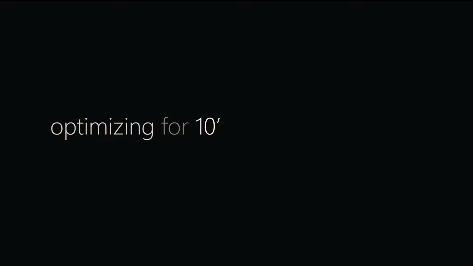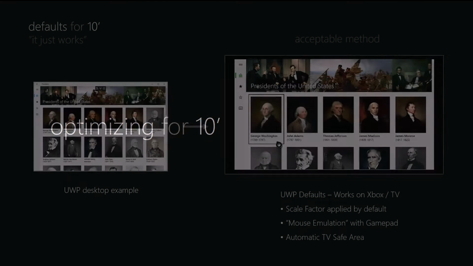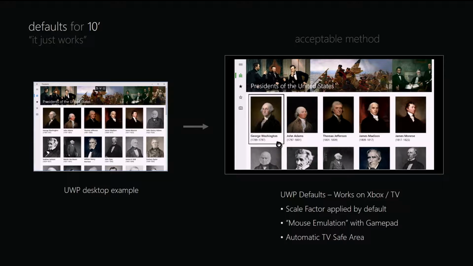Now we're going to talk about optimizing for 10-foot. This shows you exactly what you get by default for the 10-foot experience. We like to call this the just works option, which we consider acceptable. It's not ideal, but it will get you into the system. With this, you will get the scale factor applied by default and mouse emulation. When I say that, with Gamepad, you'll see a little cursor, much like you see in the Edge browser, that moves around within it. And then you'll get the automatic TV safe area applied too.